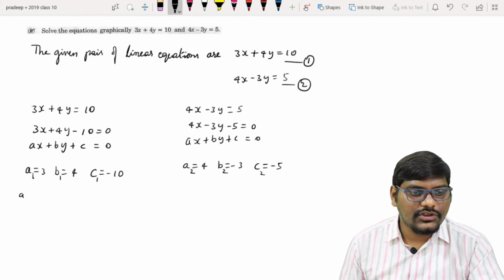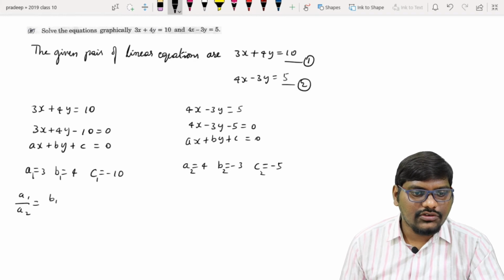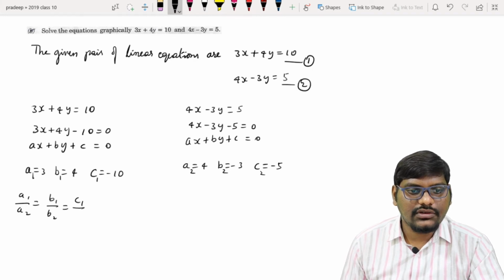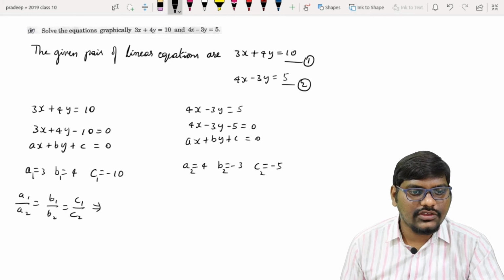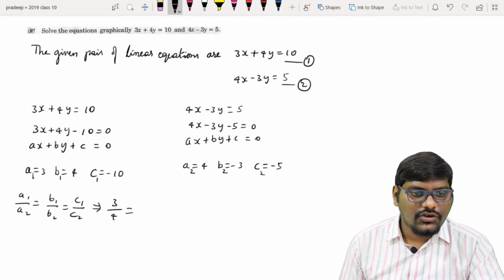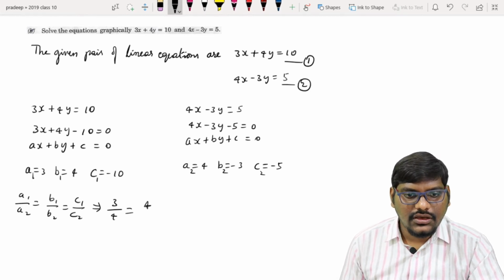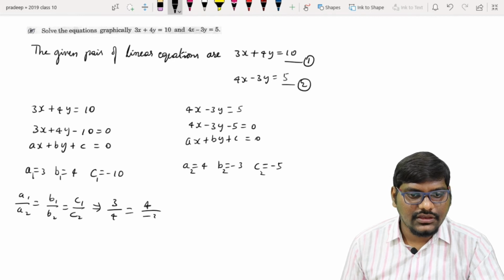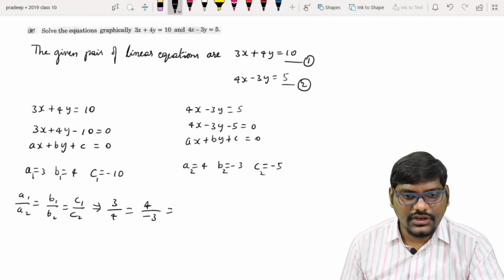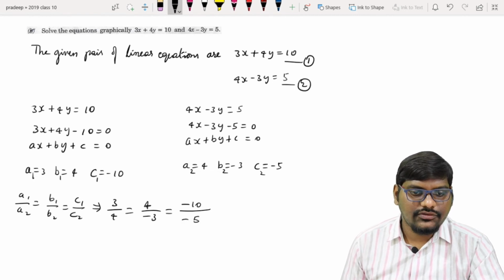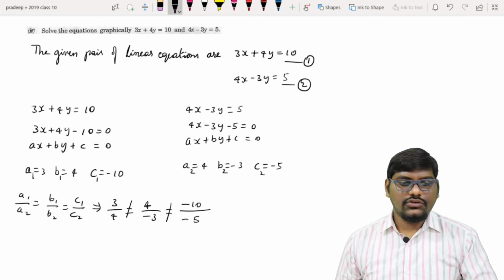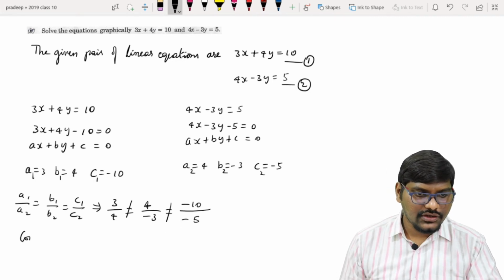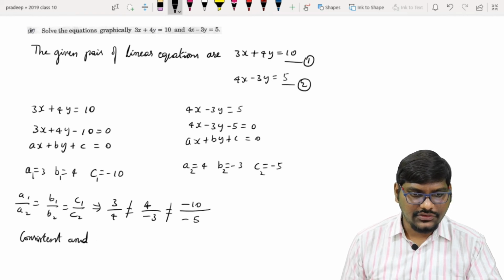So we'll write in the form A1 by A2 is equal to B1 by B2, which is equal to C1 by C2. A1 was 3, A2 is 4. B1 is 4, we got B2 as minus 3. C1 we got minus 10 and C2 we got minus 5. So when none of the ratios is equal to the other, we'll say they are consistent, and we'll also say they are intersecting lines.